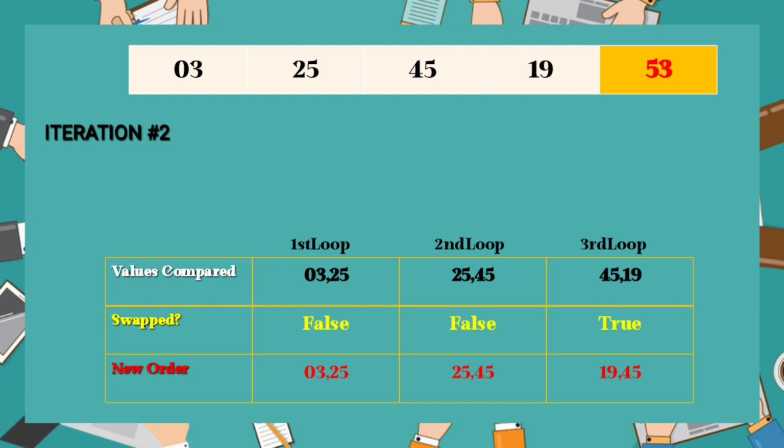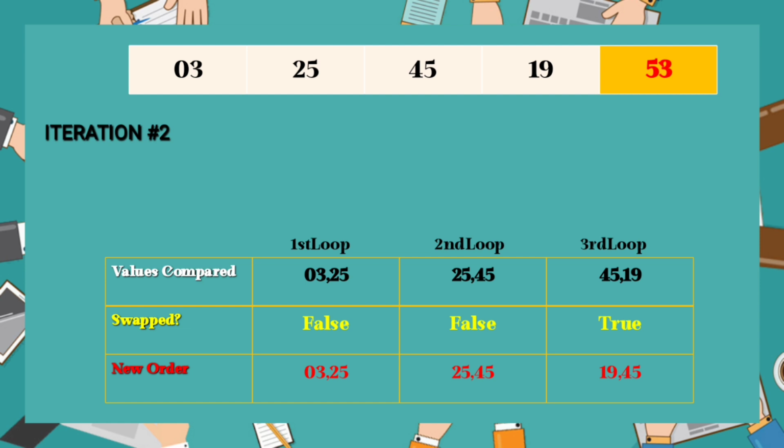Proceed tayo sa 25 and 45. So, ganun din. Same order pa rin. Proceed tayo sa 45 and 19. Since 45 is greater than 19, kailangan natin silang iswap. So, ang new position nila na will be 19 and 45. As you can see, the 45 ay na-bubble up na din natin siya sa kanyang right position.